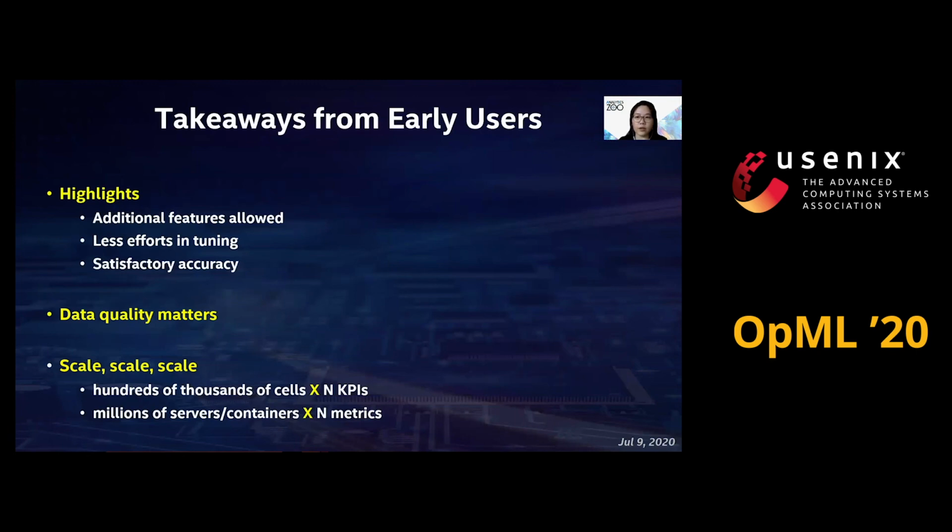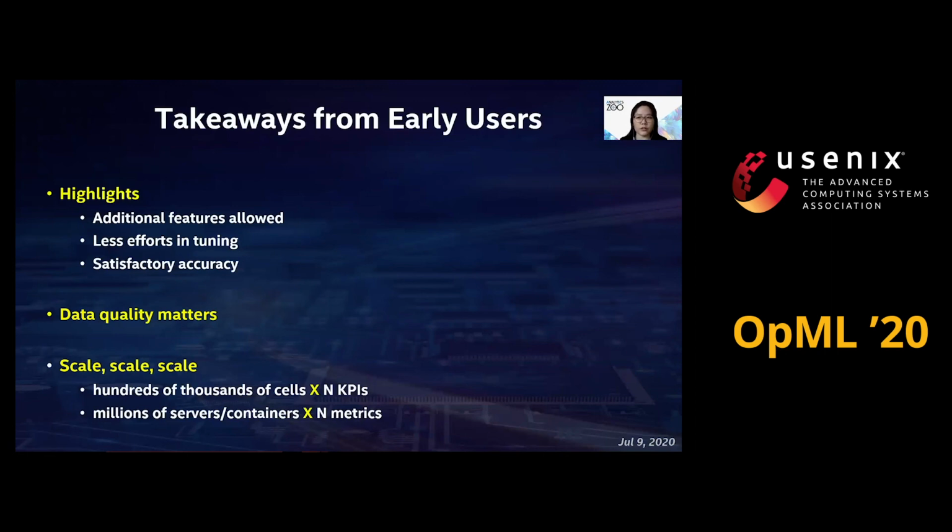Okay, now here is a summary of the takeaways from our early users. So first, some highlights. We found that it is an advantage that our models allow extra features besides the target value itself. For example, we have generated extra time-based features such as peak or off-peak hours, holiday, and weekend, and our customers also have their own domain-related features. Such features can significantly improve the forecast accuracy in real applications. And with our provided models and automated training, most of the users can get a satisfactory accuracy faster than manual tuning.